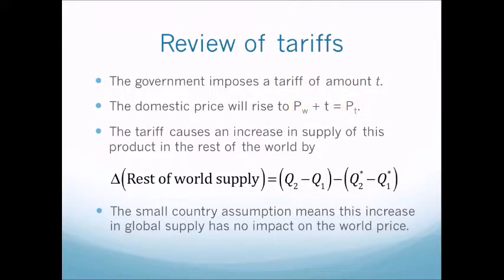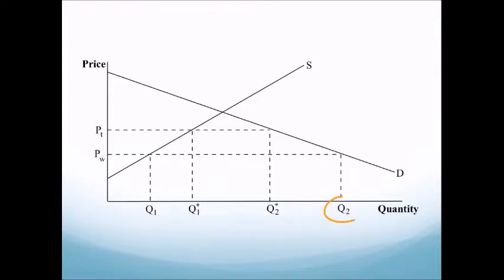The tariff causes an increase in supply of this product in the rest of the world by Q2 minus Q1, the original quantity imported, minus Q2 star minus Q1 star, the post-tariff import quantity. Because the country is small, this increase in global supply has no impact on the world price. With no tariff, imports were Q2 minus Q1. With the tariff, imports are Q2 star minus Q1 star. The decrease in imports is equal to the increase in global supply in the rest of the world.